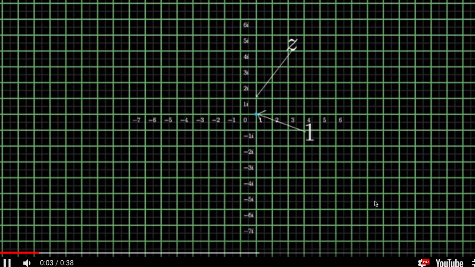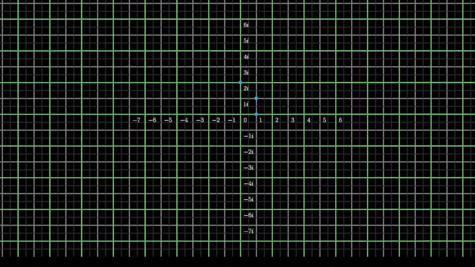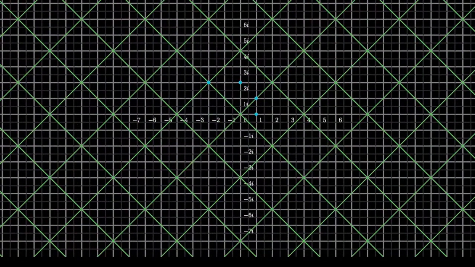So we're going to multiply by the number 1 plus i. There it is, 1 plus i. So once, twice. Look how far out that first blue dot is getting. This first blue dot is getting further and further.